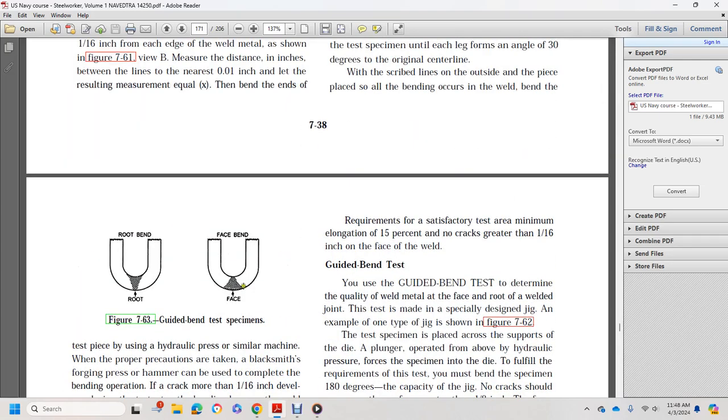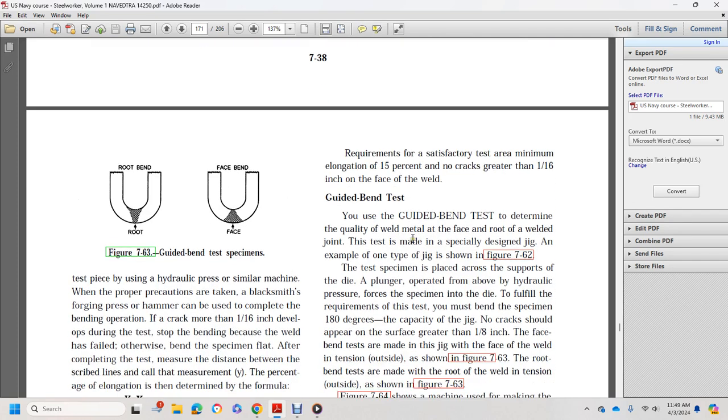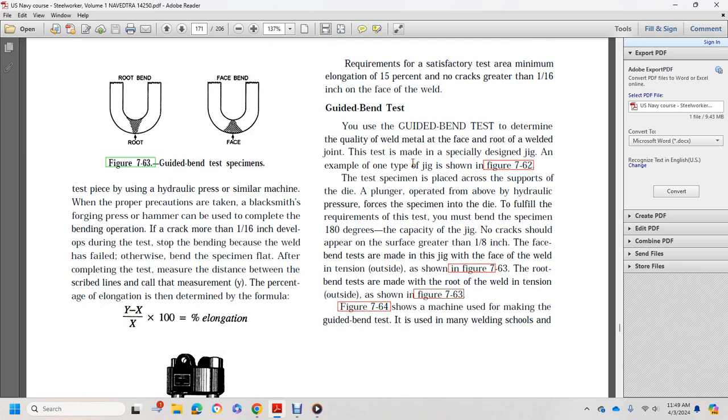Alright, Figure 7-63 shows the guided bend test specimens, the root bend and face bend. You have a root and a face. The requirements of a satisfactory test are a minimum elongation of 15% and no cracks greater than 1/16 of an inch in the face of the weld. Guided bend test. Use a guided bend test to determine the quality of the weld metal face and root in a welded joint.